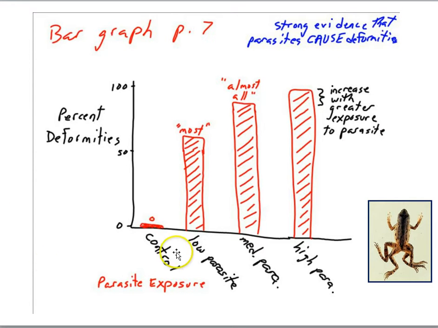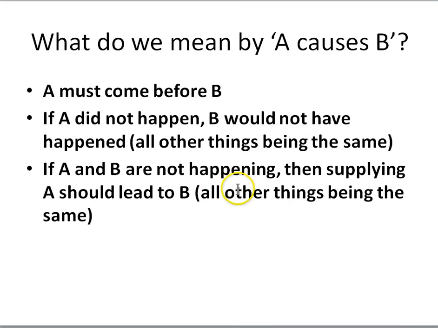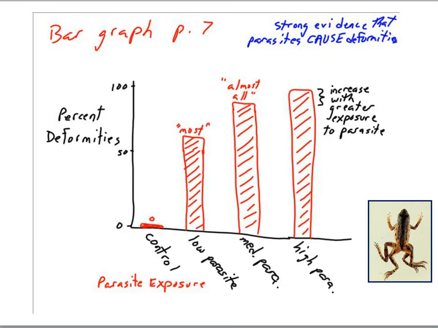In summary, then, the way that we design experiments by having some groups not have the variable and other groups get the variable, that very technique follows from our understanding of what we mean when we say one thing causes another. That if A didn't happen, B wouldn't have happened. And if B's not happening now and we supply A, then that should lead to B. That's exactly what we're doing when we do an experiment and we set up conditions where we can compare the results to make conclusions about the factor of interest, parasites causing deformities.